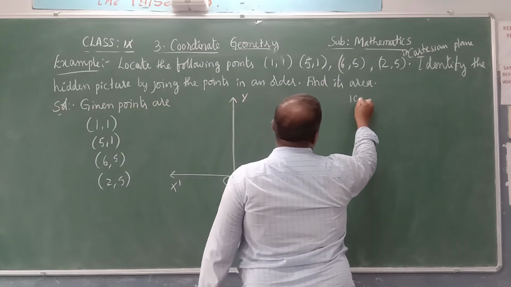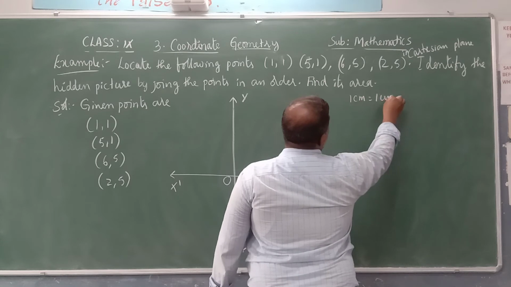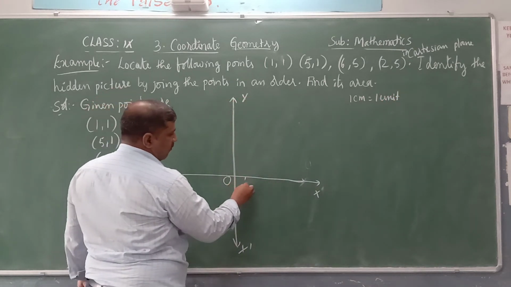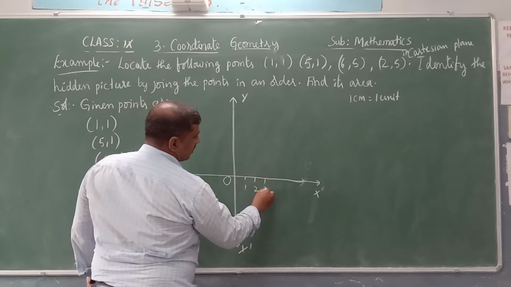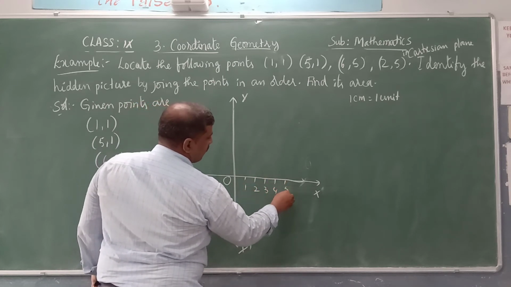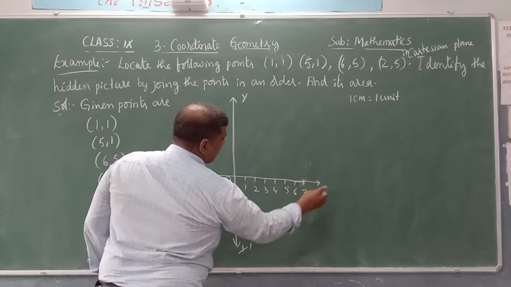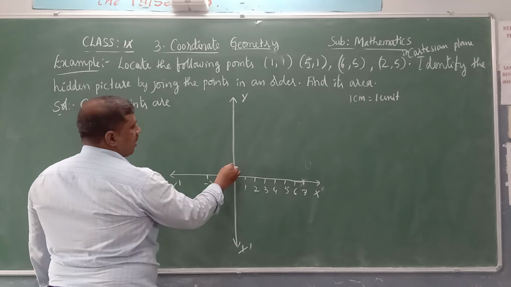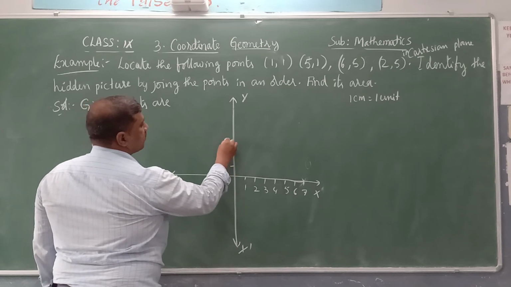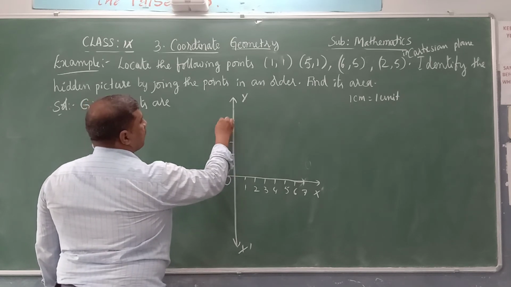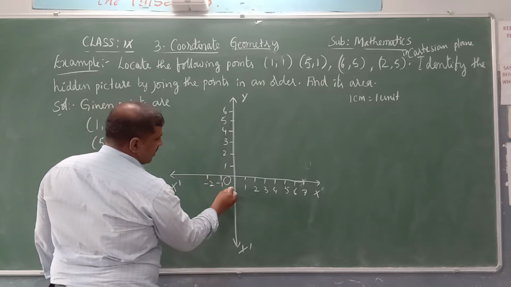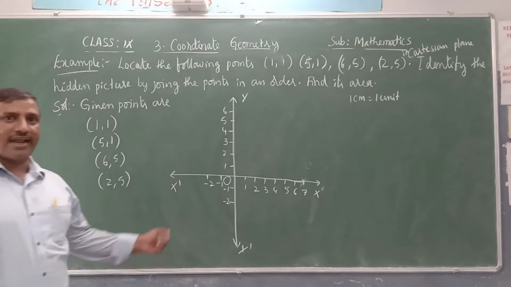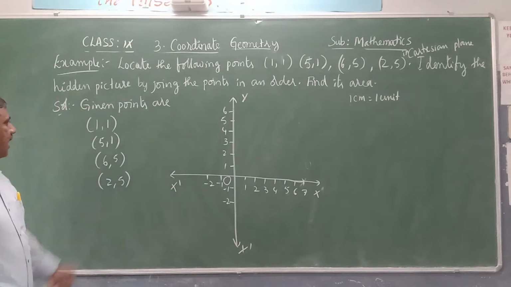Scale: 1 centimeter is equal to 1 unit. Now represent these points on the axis. 1, 2, 3, 4, 5, 6, 7, and this is -1, -2. Here 1, 2, 3, 4, 5 and 6. This is -1 and -2. Take fewer values on the negative axis because we don't have negative values.